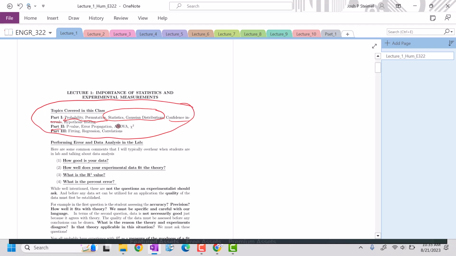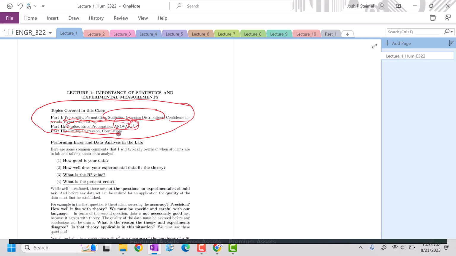In part 2 of the course, we're going to get into error propagation. We're going to do ANOVA tests as well as chi-square tests. ANOVA is becoming more and more an integral tool, as well as the chi-square test, and that's very, very important. We're going to get into those concepts as well as fitting, regressions, and then correlations in the last part of the course. So that is effectively the structure when we look at our lectures.